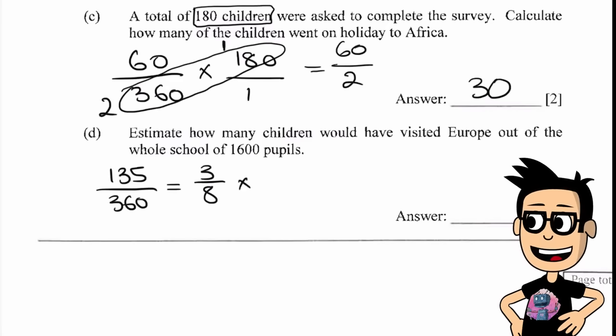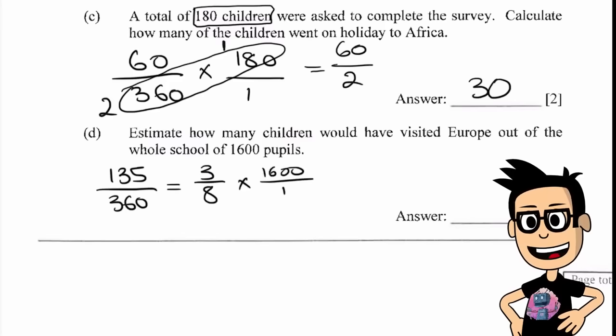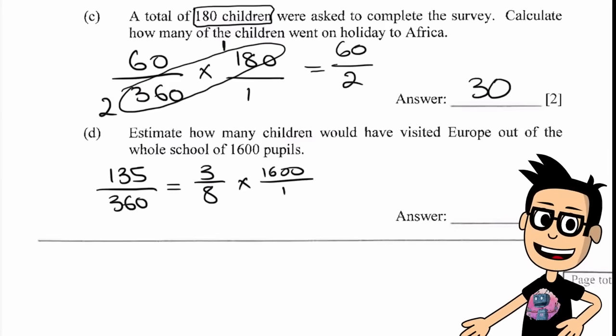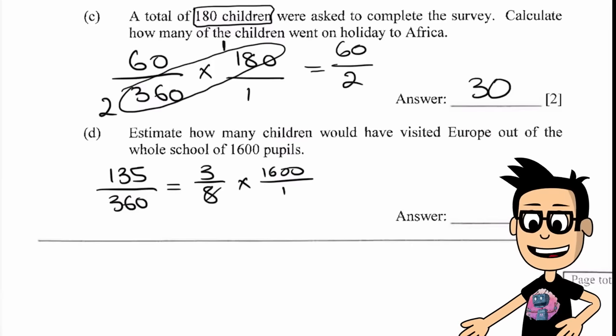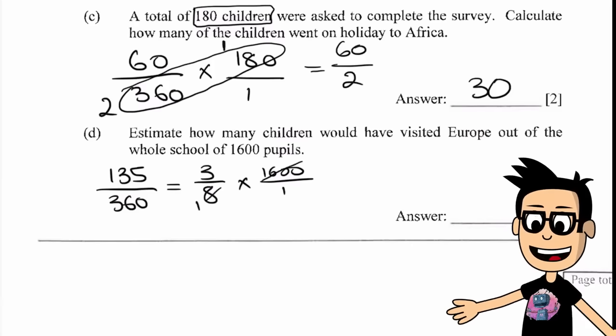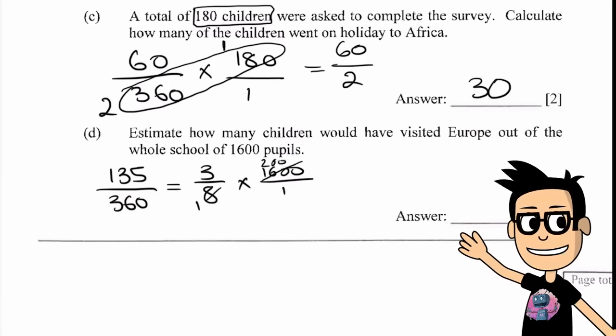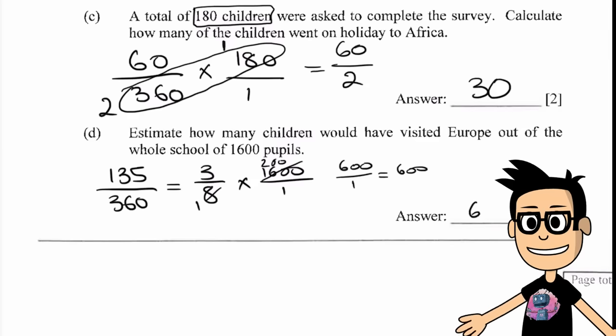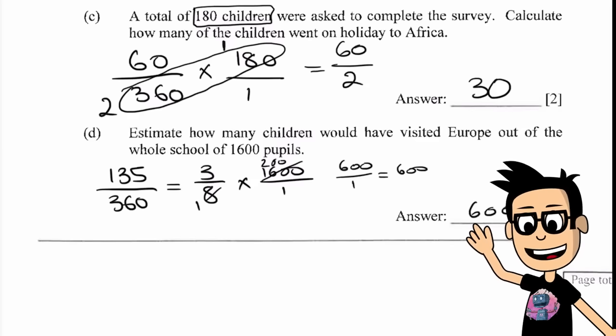So I'll do the same thing where I'll have 1,600 divided by 1 to make it a fraction. Again, we can simplify this by having 8 move to 1 and 1,600 to move to 200. And then we'll have 3 times 200, which is 600, divided by 1, and 600 is our answer. And there we are.